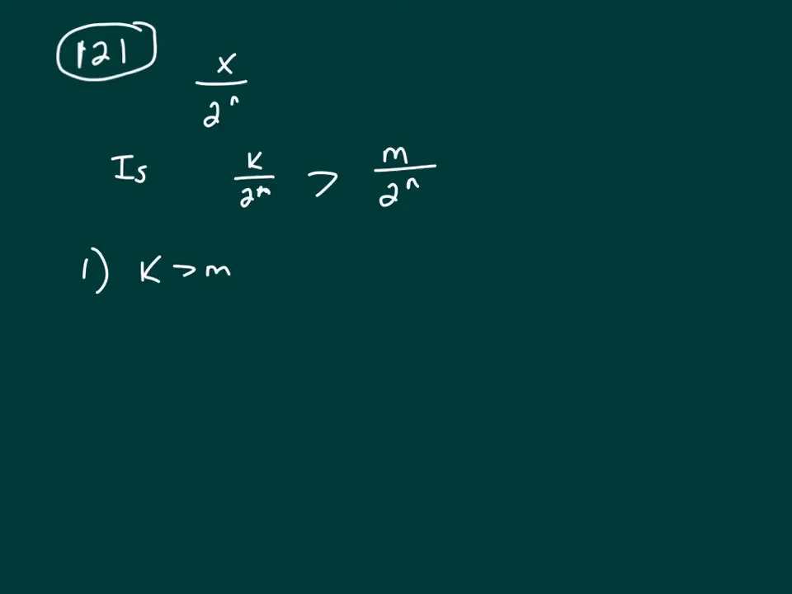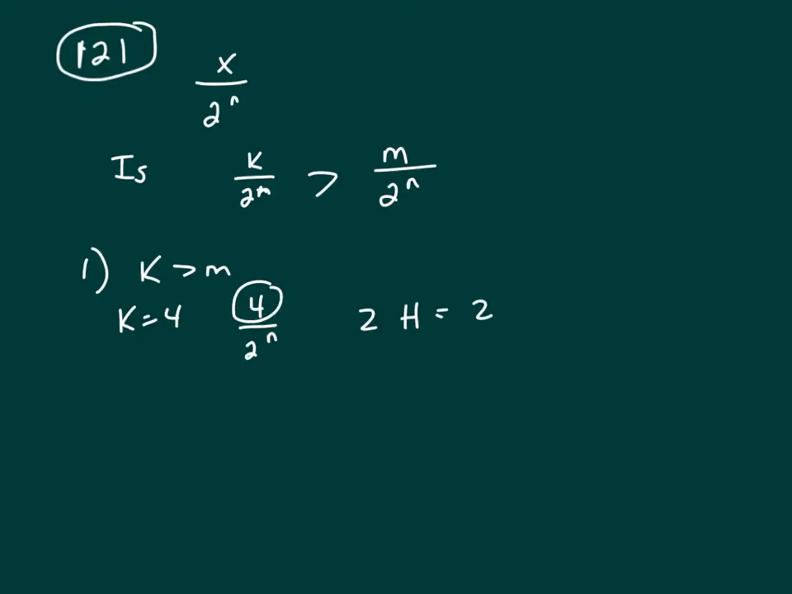K is greater than m. So let's let k equal 4. If I let k equal 4, that means 4 over 2 to the n. So what's the greatest value of n such that 2 to the n will go into 4? Well, n would have to be 2. So the 2 height, because 2 squared is 4, and 4 goes into 4. So the 2 height equals 2. I'm going to just say 2h for 2 height would equal 2.